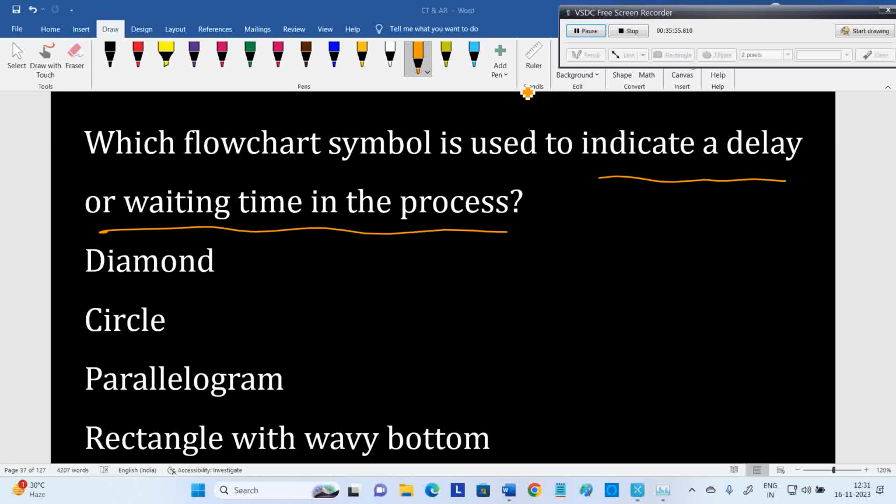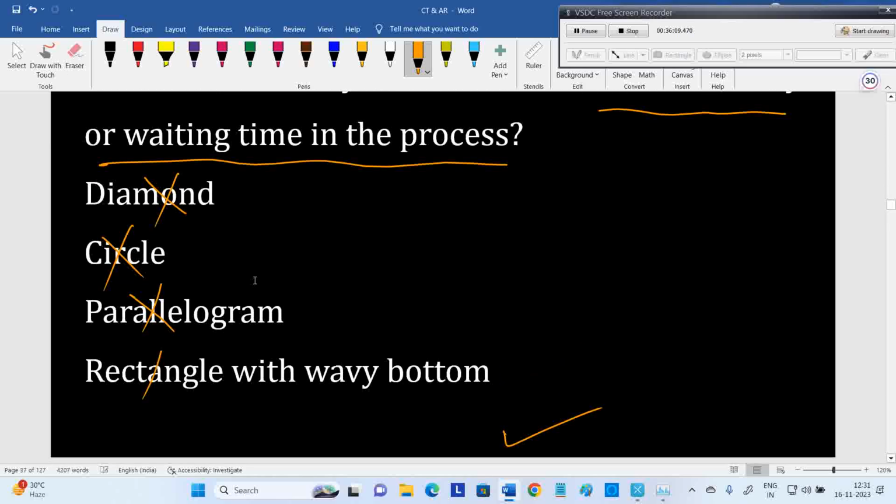We can do option elimination also. We are very clear that diamond is for decision, circle is for start and stop, parallelogram is for processing or maybe input and output. So rectangle with wavy bottom is the answer, which is used to indicate a delay or waiting time.